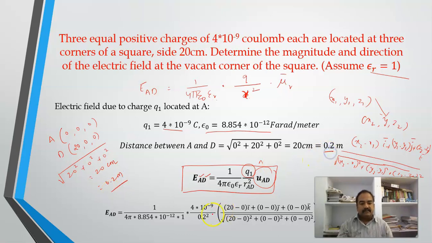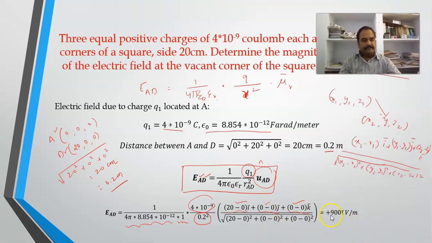So this is the distance, and substituting all these values, the epsilon value, epsilon r value, the charge, the distance, and the unit vector. The unit vector I have already told you: since these two are the points, this is the A point, this is the D point. So 20 minus 0 into I bar, we will follow this notation from now onwards. 20 minus 0, 0 minus 0, and 0 minus 0, I, j, and k, over the square root of this component square plus this component square plus this component square.